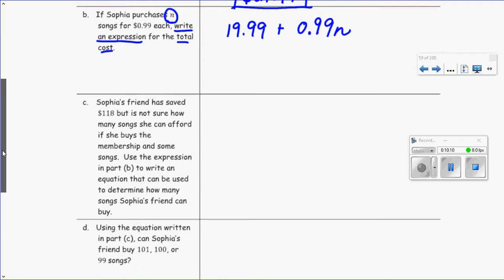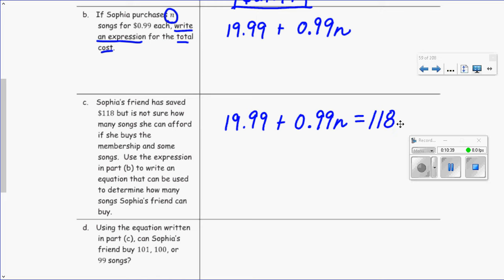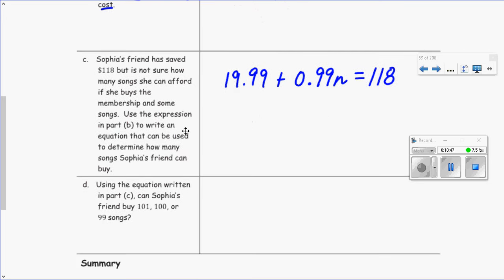Okay, part C says her friend has saved $118, but is not sure how many songs she can afford. Use the expression in part B to write an equation. So we're going to take this same expression right here, 19.99 plus 0.99n, that's 99 cents per song. And she knows that she has $118 to spend. So we don't want this left side to be more than $118. So we're trying to figure out how many songs can she buy. And that's all you have to do for C. That was a long question, but it's just this equation.